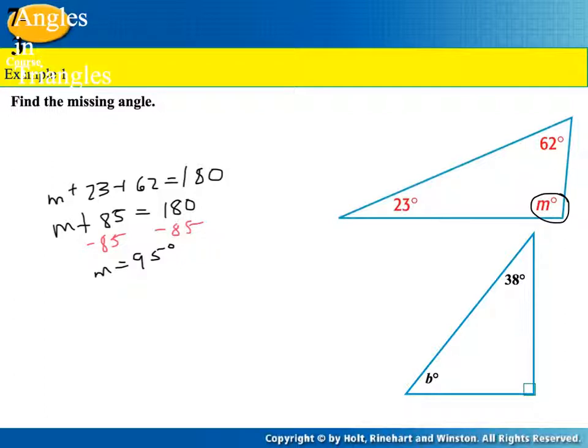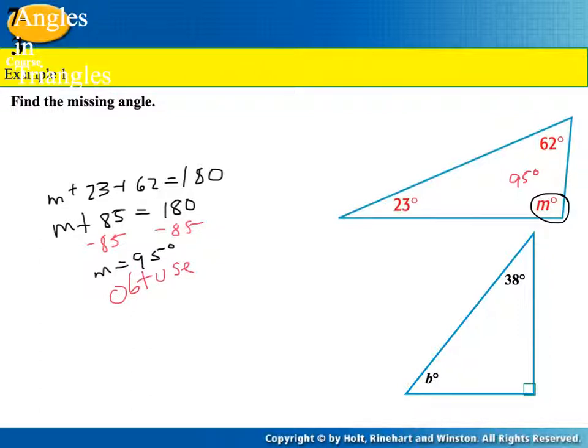Okay, if I have a 23-degree angle, a 62-degree angle, and a 95-degree angle, tell the person next to you, or in the room, or in the house, or your dog, or your cat. Heck, talk to your fish and your bird. Tell them what type of triangle that is. Tell everybody. Obtuse. That is an obtuse triangle.